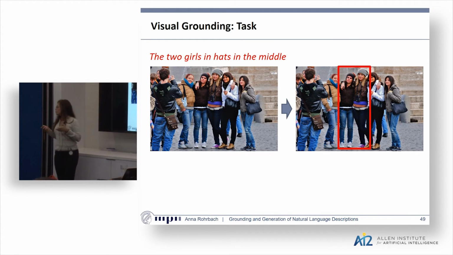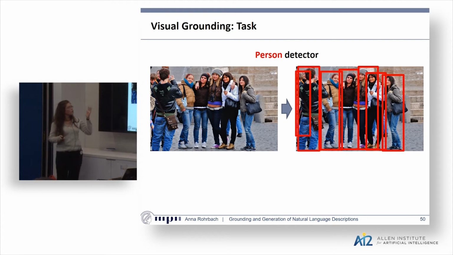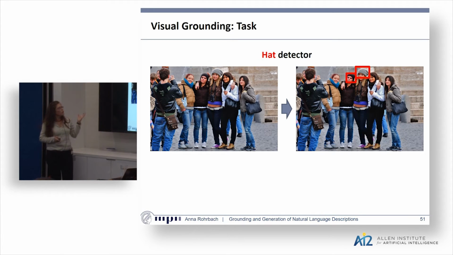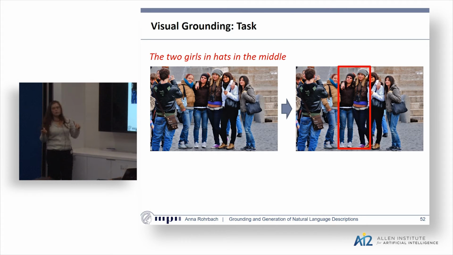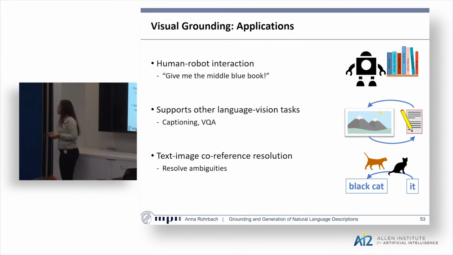So how does that relate to the familiar object detection task? For example, we could have a person detector which would show us all the people in this image. We could maybe have a head detector, but when we're given the query, the two girls in hats in the middle, we really have to understand the language to locate this phrase in the image. So we call this a visual grounding task. Some useful applications could be, again, interacting with a robot. It could be providing support for other tasks like captioning or VQA, and it could help us with resolving co-references in the language part by relating it to the visual world.